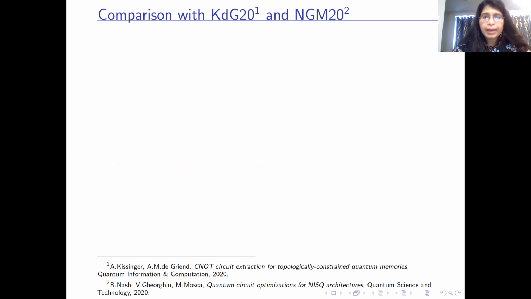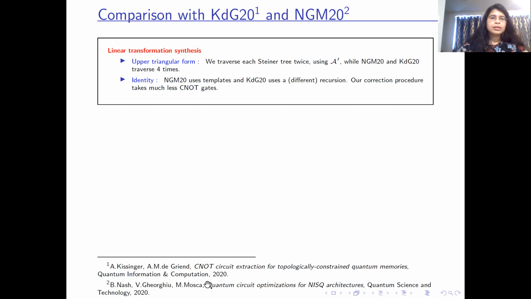So now I'll give some comparison of our algorithm with the previous algorithms which used Steiner trees. One was given by Kissinger and de Griend, another was given by Nash, Gheorghiu, and Mosca. Let's look at the linear transformation synthesis part. While reducing to upper triangular form, we traverse its Steiner tree twice using A dash, while both NGM20 and KDG20 traverse it 4 times. While reducing to identity, NGM20 uses templates and KDG20 uses a different kind of recursion. The way we do our correction ensures that we get fewer CNOT gates.